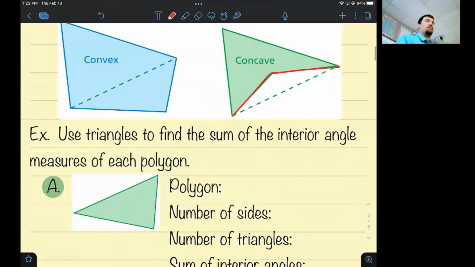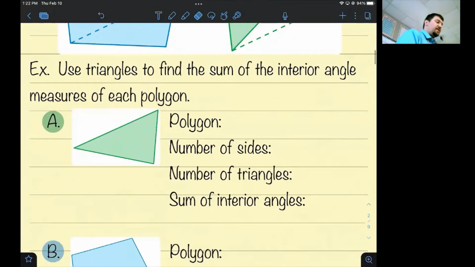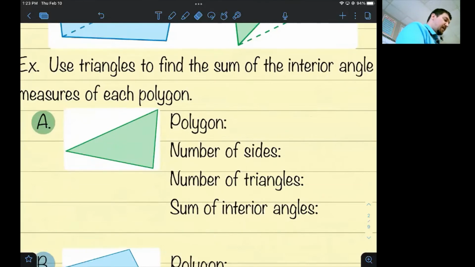Because all the theorems we're going to look at work for convex and concave polygons. They don't discriminate against one or the other, right? So convex, concave, as long as you know the difference between what a concave looks like, all of our formulas, all of our theorems are going to work out. So what we're going to do today is use triangles to find the sum of the interior angle measures of each of these polygons, starting with the lowest sided polygon you can have.